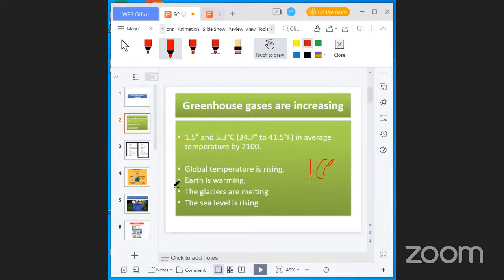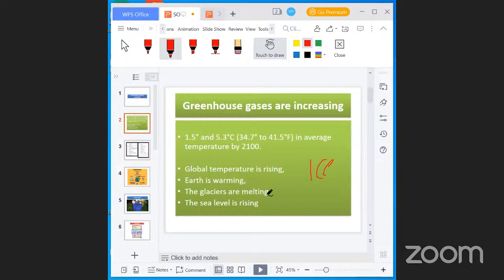So what are the causes? There are many causes of global warming. Some are natural and some are man-made causes, right? I already told you about these man-made and natural causes in your previous class, okay?